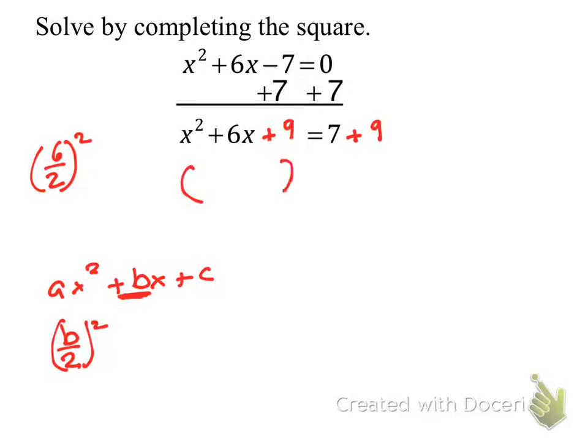What that allows me to do is factor this. What does this factor to? The root of that is x. The root of that is 3. So it's x plus 3 squared. Super easy to factor. And that equals what? 16. You guys with me? Can I erase this bottom part?